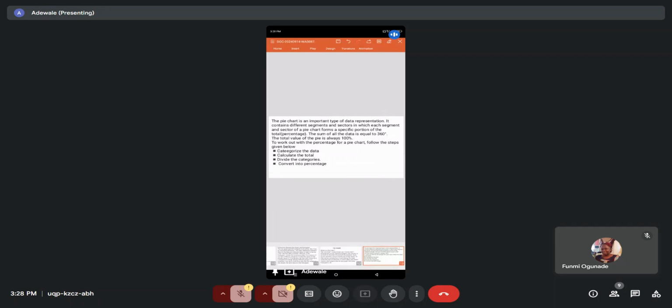As you can see, the total degree for a circle is 360 degrees. So the sum of all data in a pie chart, because it is a circle, is also 360 degrees, and the total value of the pie is 100%. So this is how to work out the percentage for a pie chart.